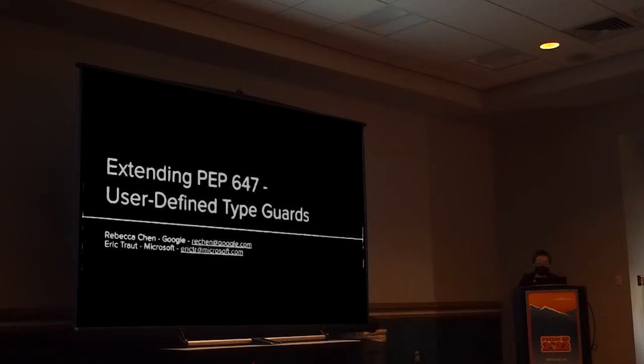I'm going to start with a brief refresher on PEP 647, move on to some criticisms of the PEP, then look at extension proposals to cover these criticisms, and then we should have some time for discussion at the end. So first off, what is a type guard? It's an expression used in a conditional to narrow the type of another expression. If we look at this example, val is not None is a type guard that narrows the type of val.